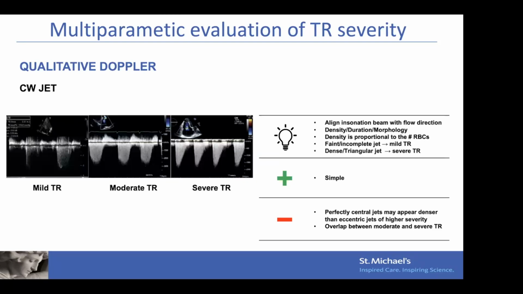Similar to the area, you could also use the Doppler continuous wave jet and look at density, duration, and morphology of the jet. Again, this is a very simple measure, but again, it has certain limitations, such as central jets will appear denser than eccentric jets, and also within the spectrum from moderate to severe, it becomes really hard to make a distinction because the naked eye can't really distinguish the severe TR from moderate TR if a certain level of saturation is obtained.